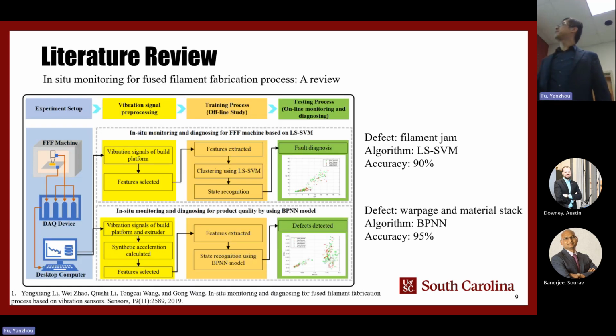In this project, two different algorithms are used to detect the defect, and the input data is the vibration signal obtained from the building platform and the extruder. The least square support vector machine is used to detect the filament jam, and the back propagation neural network is used to detect the corner warpage and the material stack, and they both achieve good results, more than 90% accuracy.